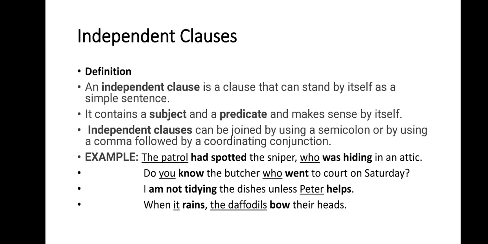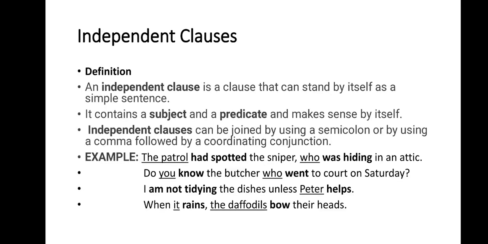It is followed by a coordinating conjunction. It has a comma, then it has a coordinating conjunction. What is the coordinating conjunction used here? Who. Okay? Who. Then, was hiding in an attic. Is that sentence complete? No, that sentence is not complete. The first half of the sentence is complete. You can take it as a simple sentence. The patrol had spotted the sniper. So that is an independent clause. Okay, children?